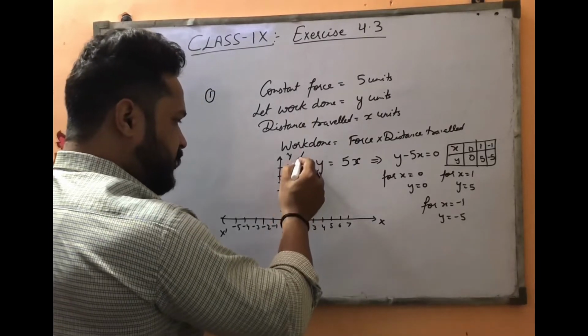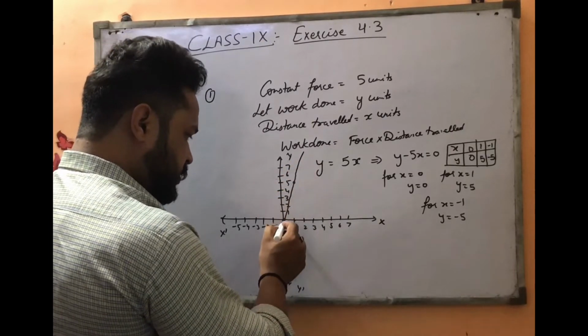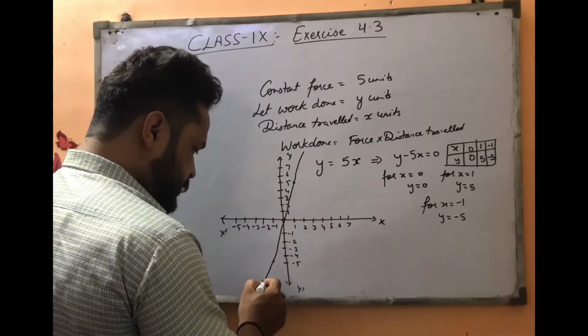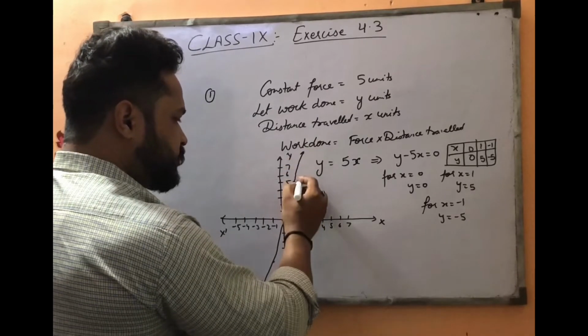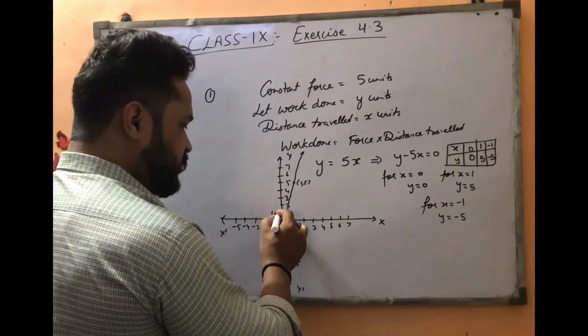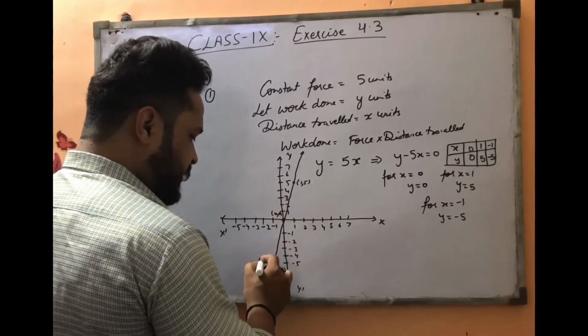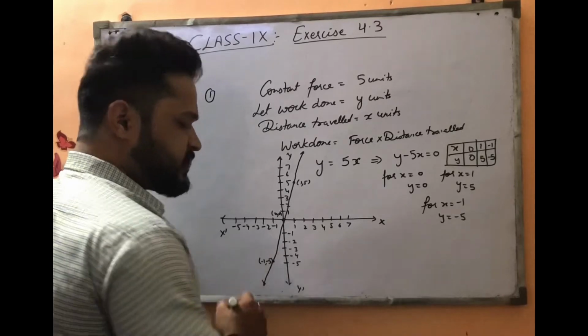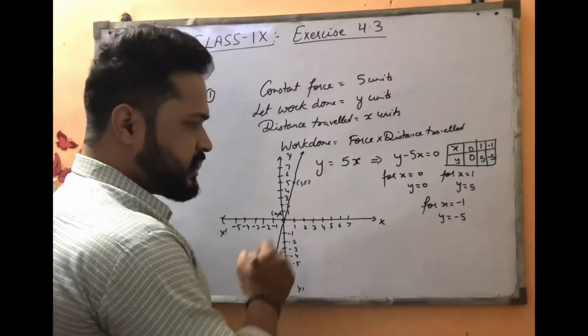So the graph of this linear equation is like this. This point is 1, 5. This point is 0, 0. This point is minus 1, minus 5. So this is the required graph of this linear equation.